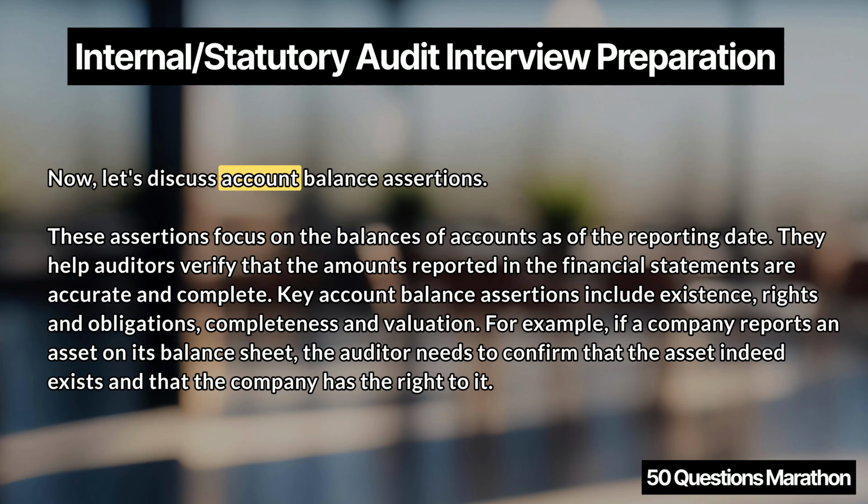Now let's discuss account balance assertions. These assertions focus on the balances of accounts as of the reporting date. They help auditors verify that the amounts reported in the financial statements are accurate and complete. Key account balance assertions include existence, rights and obligations, completeness, and valuation. For example, if a company reports an asset on its balance sheet, the auditor needs to confirm that the asset indeed exists and that the company has the right to it.